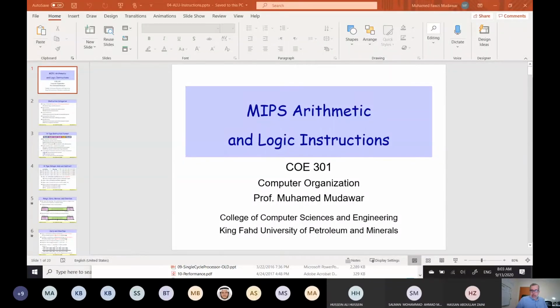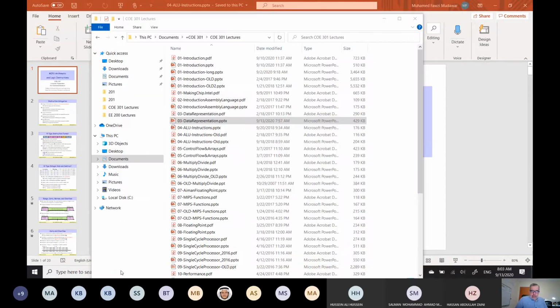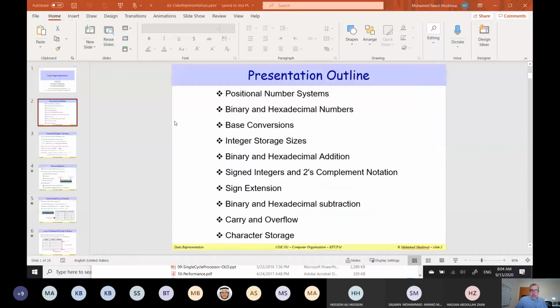So today's lecture will be about MIPS arithmetic and logic instructions. But before I start my lecture, I have a PowerPoint presentation about data representation, which is shown here. I'm not going to go over this presentation because we already covered these topics in the COE 202 course. But as a review, you can go back and study this PowerPoint presentation.